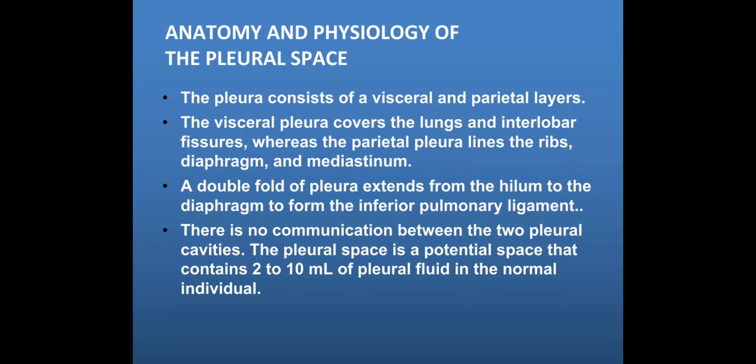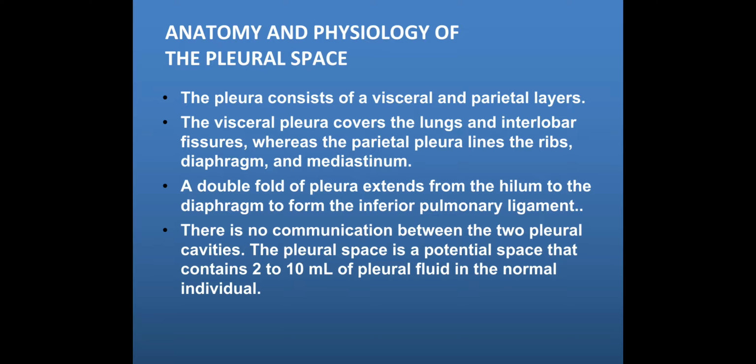pleural space. As you know, the pleura consists of two layers: the visceral pleura, which covers the lungs and interlobar fissures, and the other part is the parietal pleura, which lines the ribs, diaphragm, and mediastinum. There is a double fold of pleura which extends from the hilum to the diaphragm, forming the inferior pulmonary ligament. And you know that we have an inferior pulmonary ligament and we don't have a superior pulmonary ligament.